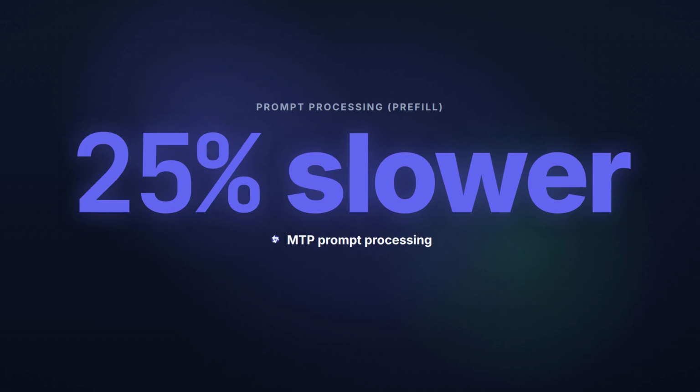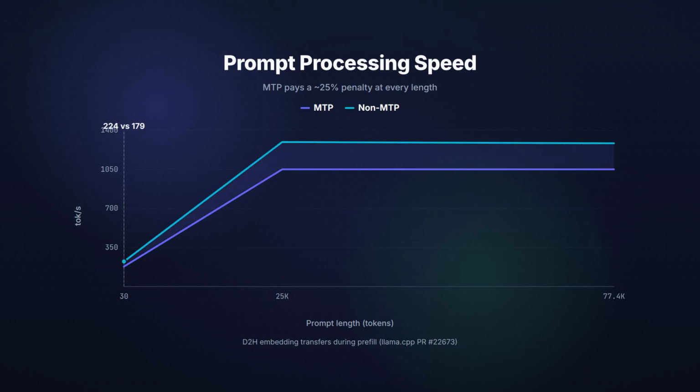Now for the hidden cost that doesn't show up in generation numbers. Prompt processing. Before the model generates a single token, it processes your entire input, and MTP imposes a consistent 25% penalty on that phase. Non-MTP processes at 224 tokens per second on short prompts and nearly 1,300 on long ones. MTP drops to 179 and about 1,050 respectively. The penalty holds steady at 23 to 26% across every prompt length.